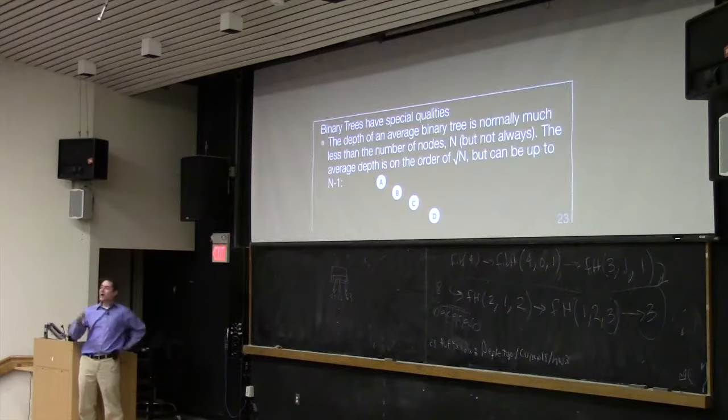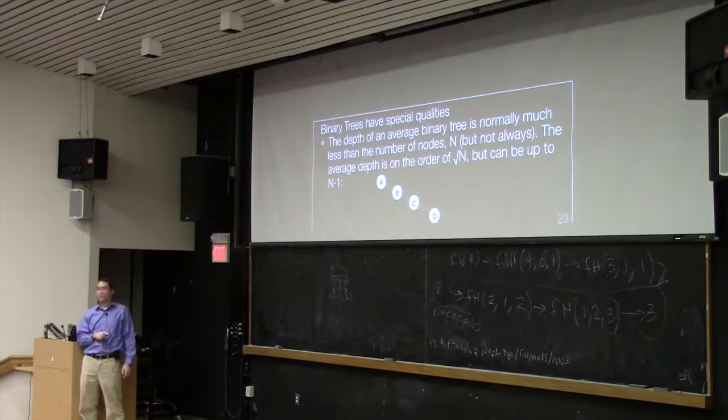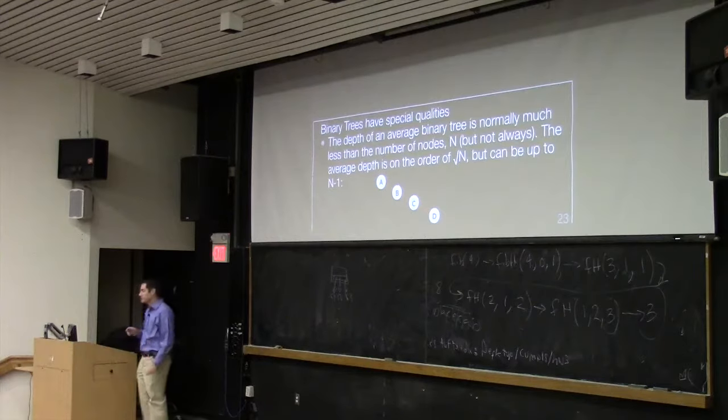If you have a generic binary tree and you haven't done something special to it, if you just randomly place nodes into a tree, you generally end up with the square root of n for its depth. Which is not too bad. We can actually do better, as it turns out, but we want to avoid this kind of behavior.